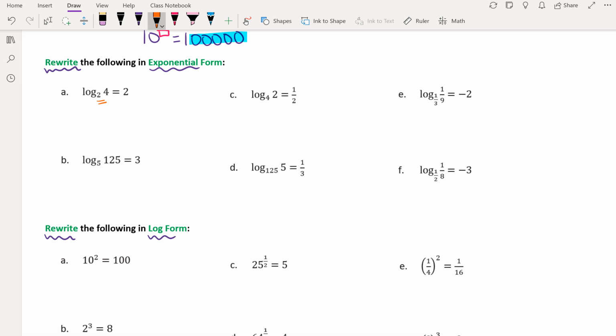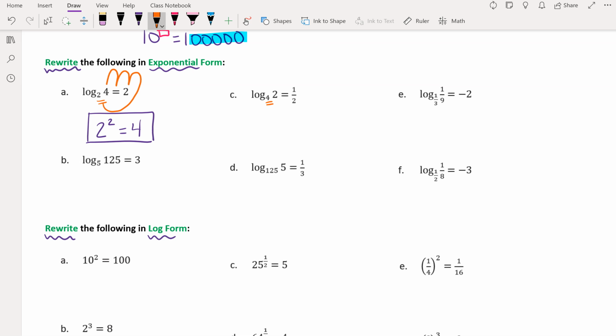Chubby hand. Start with your base, the small number. 2 squared equals 4. That's all we're doing here. Again, I want you to write down as many of these as you can. It's okay if you don't get them all. They'll be in your OneNote. Okay, let's go ahead and do the next one.